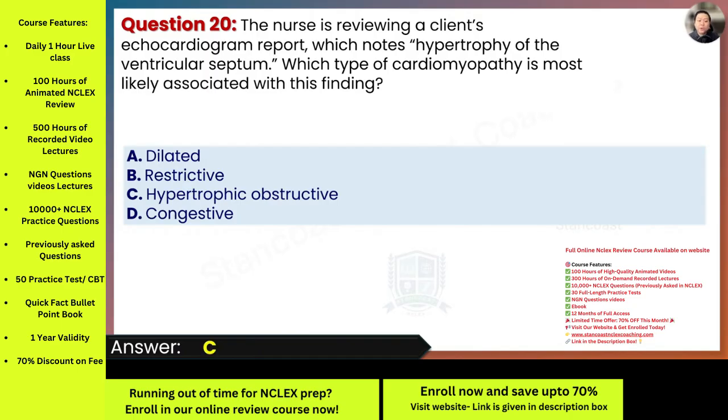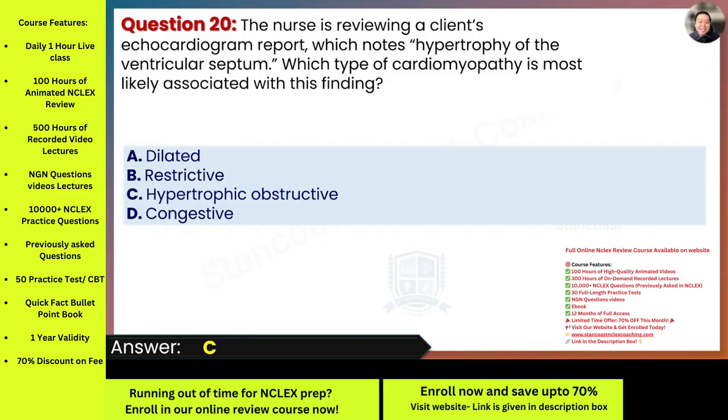So when you're reviewing a client's echocardiogram report that notes hypertrophy of the ventricular septum, your first thing to do is to focus on the specific feature of hypertrophy that is mentioned. And so this tells us that the heart septum, which is basically the wall between the left and right ventricles, is thickening, which is the defining characteristic of a particular type of cardiomyopathy. And so that's why letter C is the correct answer.